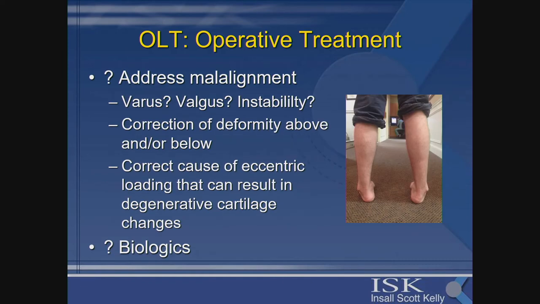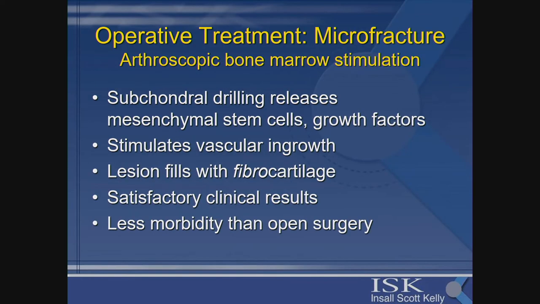Certainly, again, I think it's really important that you address the malalignment. If a patient comes in with a symptomatic osteochondral lesion, but they have an alignment like this, obviously you have to correct the cause, because this is most likely what caused the lesion in the first place. And we'll talk about the use of biologics in treatment as well.